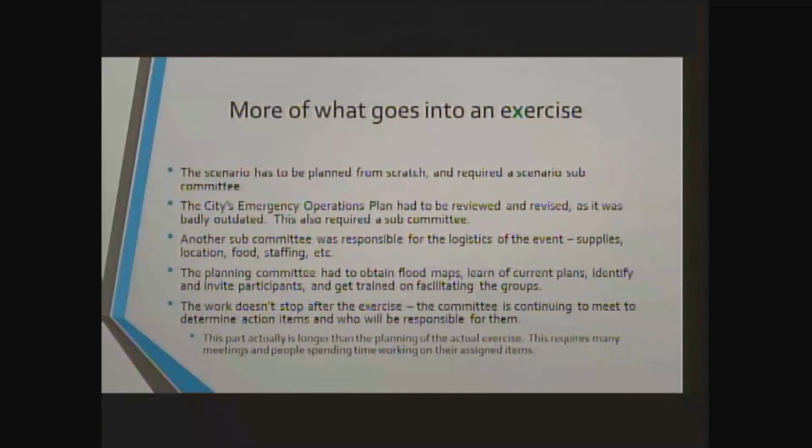And the work does not stop there. Actually, planning was the easy part. Now comes the hard part, which is implementing all the action items that we found need to be addressed, and that's something that we are working on currently. At some point we'll be coming to the City Council to present that and seek some guidance moving forward.